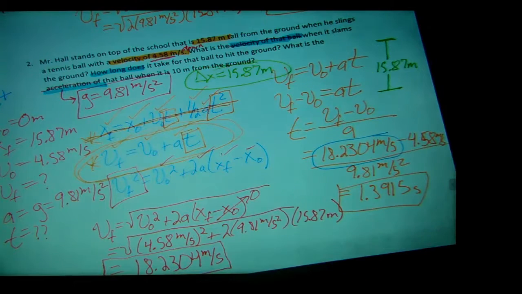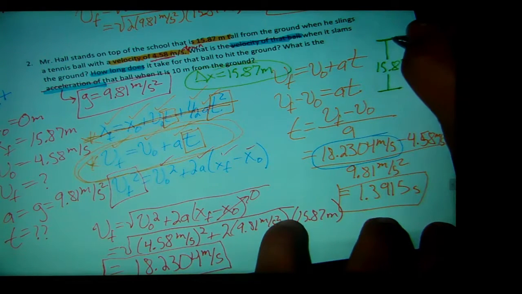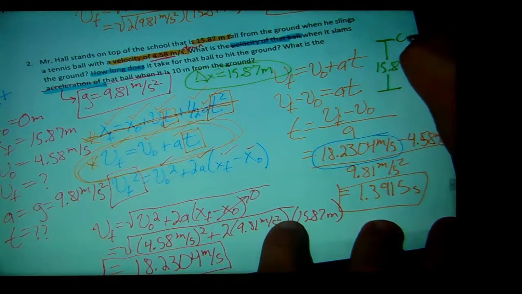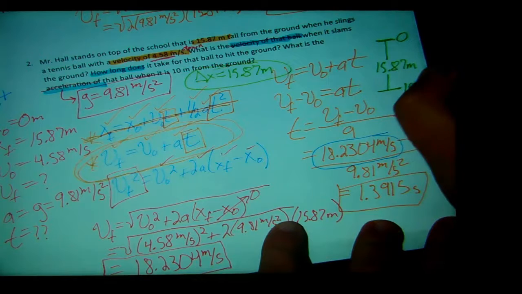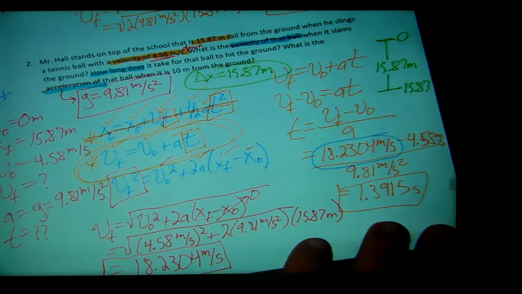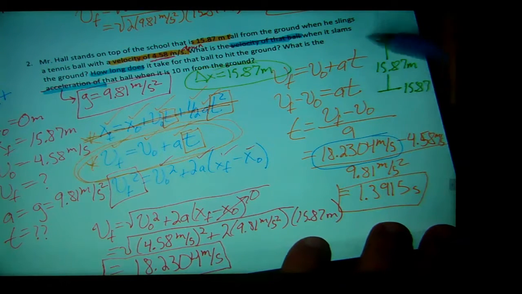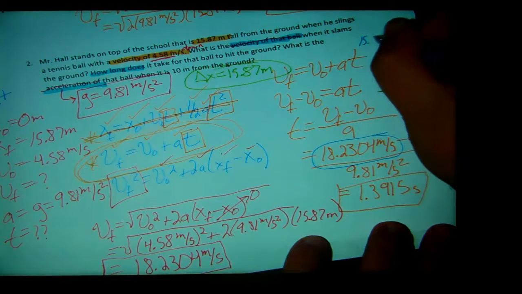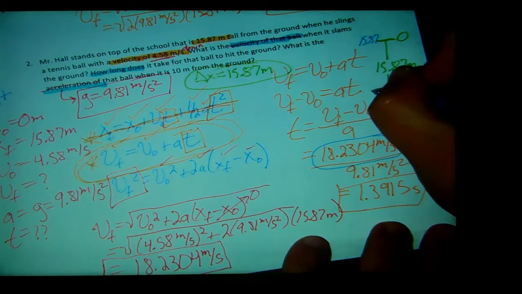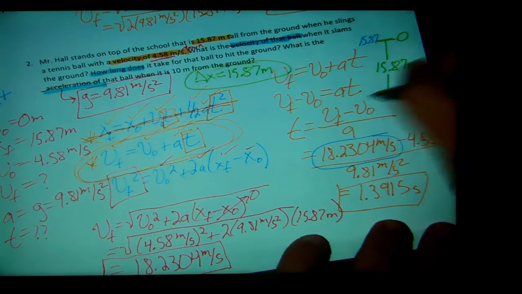That quantity can't be changed. But these two can be changed. You set it. So since we set this as 0, this has to be 15.87. But if you end up setting this, I can't use that color, as 15.87, you're going to be looking at making this what you want it to be.